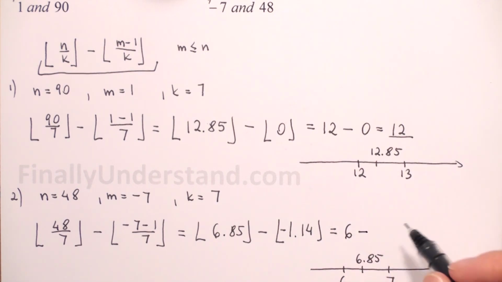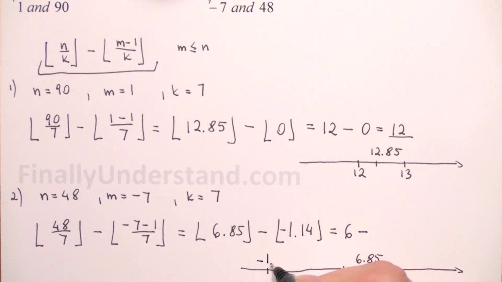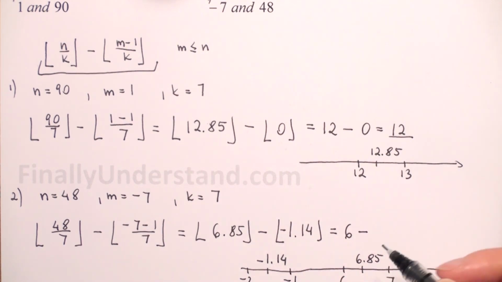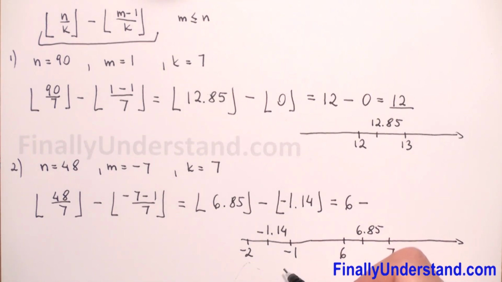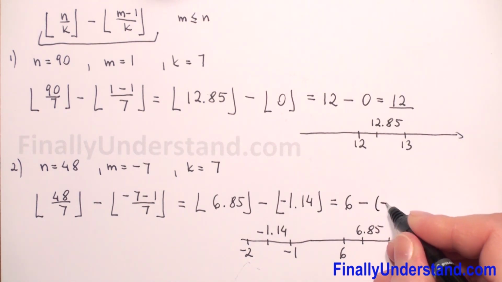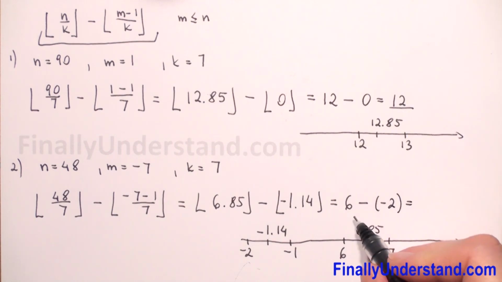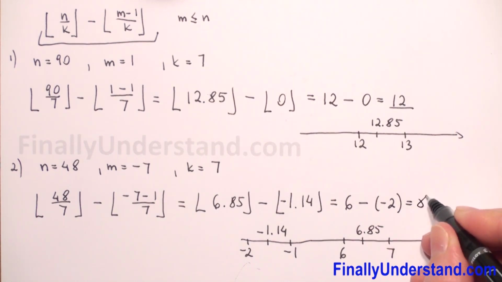And we have minus. And next we have negative 1.14. This number is between negative 2 and negative 1, integers negative 2 and negative 1. So the largest integer that is less than negative 1.14 is negative 2. So this is equal 6 plus 2 is 8.